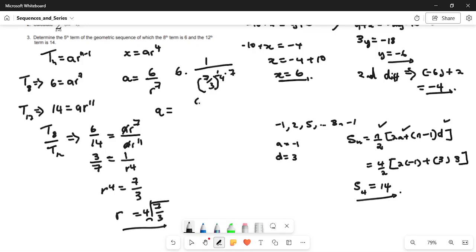And this is just the 7th root, so we can say 7 divided by 3. And this is our value of a. Yeah, it doesn't look nice. And now to solve for x, we know what a is, which is this value, multiplied by our value of r to the power 4. You should get your x.